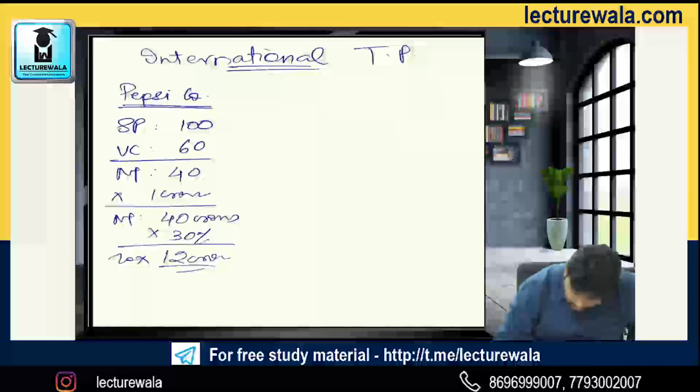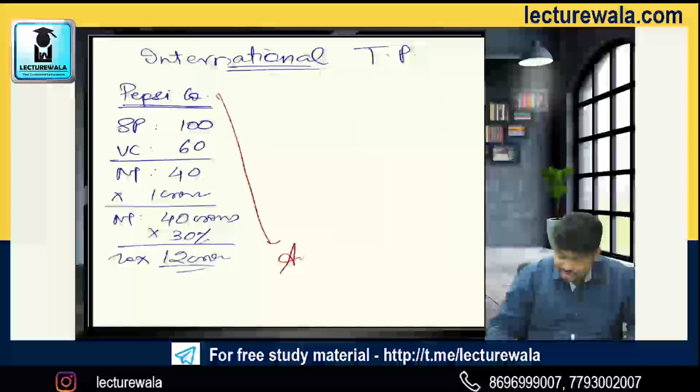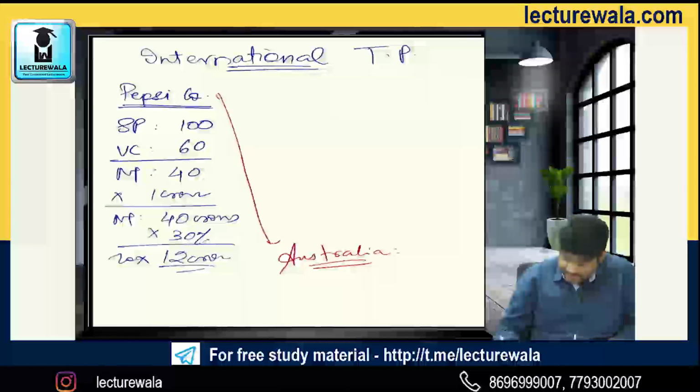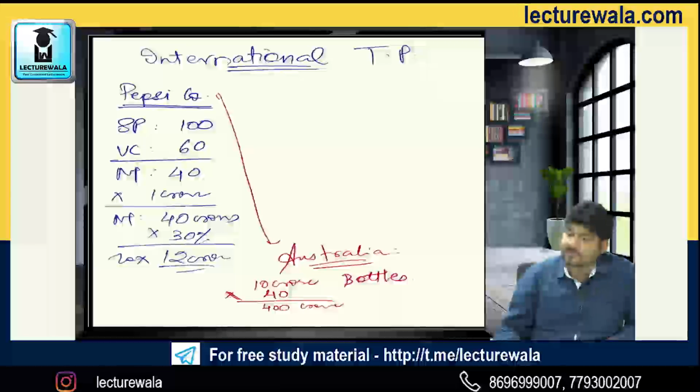Now this PepsiCo has got a call from Australia. Have you heard of Australia? Australia is a continent and a country down south. So they have received an order from Australia of 10 crore Pepsi bottles. Per bottle, how much is Pepsi earning? 40 rupees. So in short, with this project they will be earning 400 crore rupees. Multiply by the tax rate, say 30%. So can I say 120 crore tax they will have to pay?